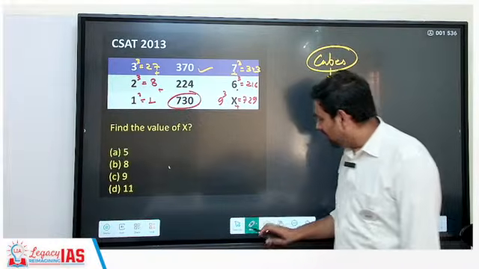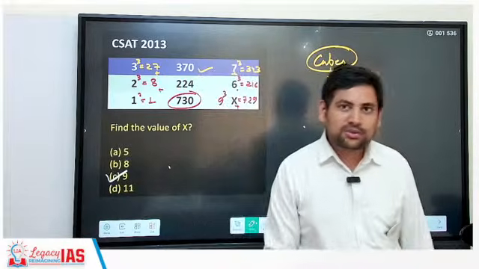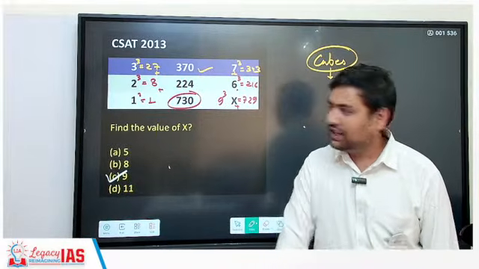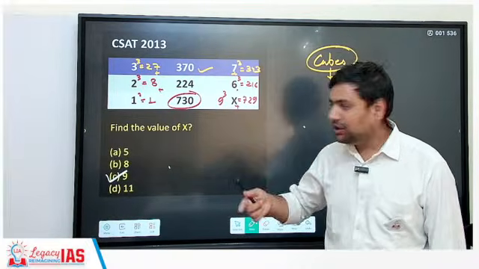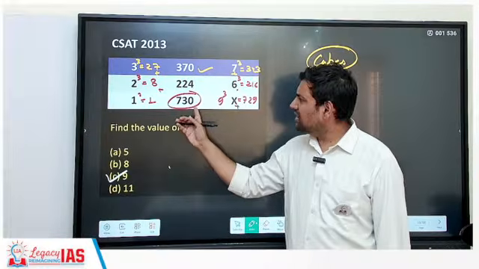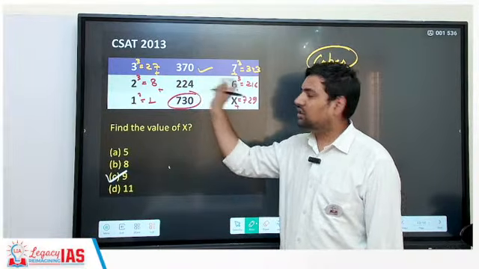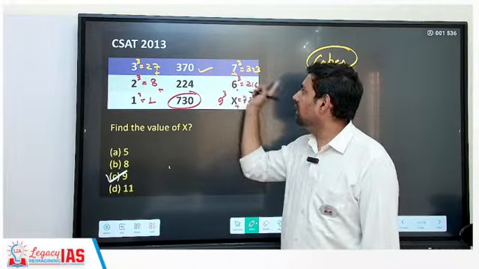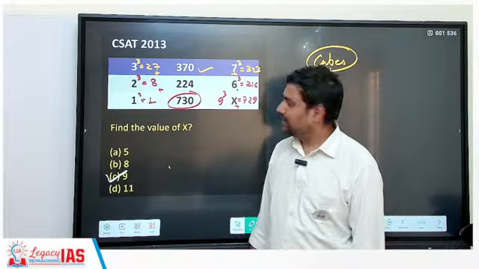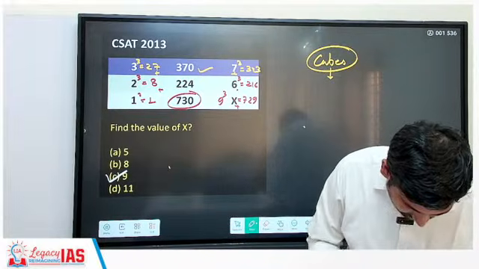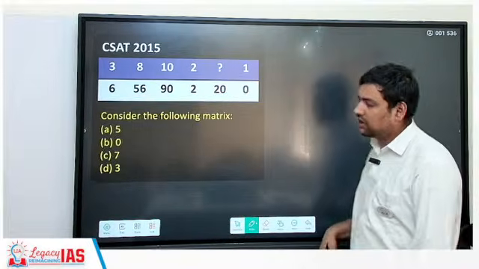Only if you have the cubes properly by heart will you be able to see it. Otherwise, this becomes very tricky to see. Because I remember the cubes, I can see that for 370, cubes come to my mind immediately: 343 and 27 can be added. Understood? Okay. Yes, Nandini, correct.